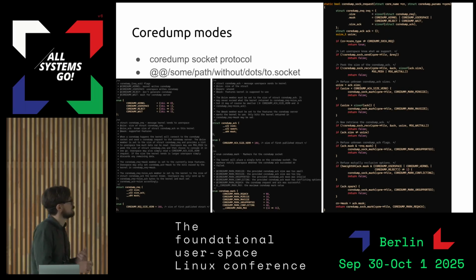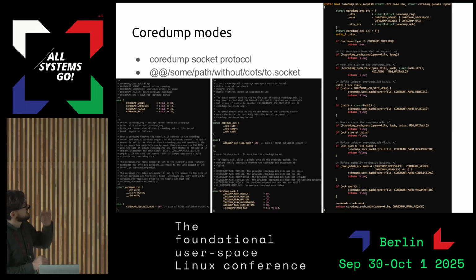First of all, what the size of the expected coredump response is, like the ACK, and what the supported features are, which is here in the mask, and you can see above there is coredump kernel, coredump userspace, coredump reject, and coredump wait. I'll get to that in a second.